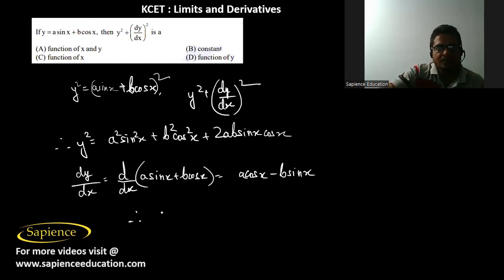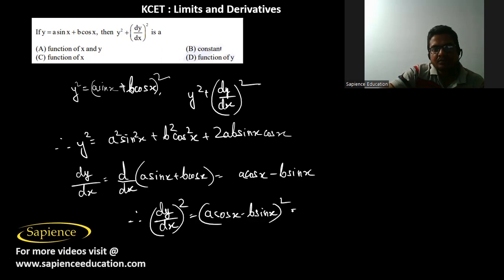So now, therefore, (dy by dx) whole square will be equal to the square of this, (a cos x minus b sin x) whole square. So this will be a square cos square x plus b square sin square x minus 2ab sin x cos x.